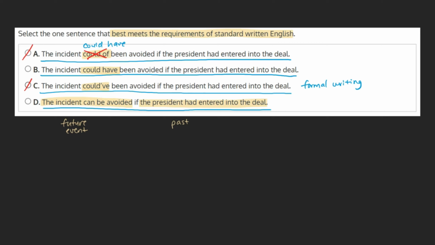In order for these two phrases to work together for the future tense, it would have to say something like, the incident can be avoided if the president doesn't enter into the deal. As this isn't the case, this choice can be marked as incorrect, and we can mark our original answer, choice B, as our final answer.